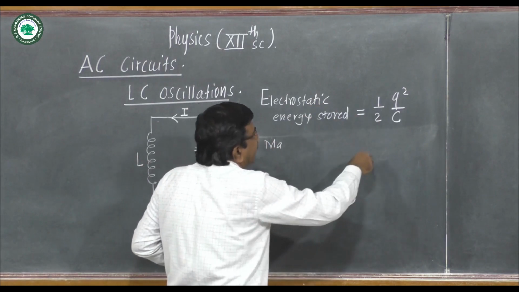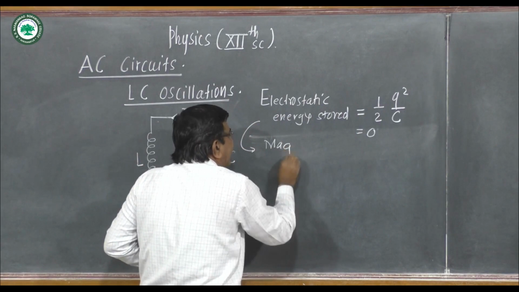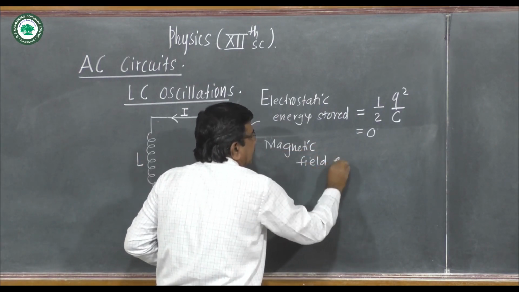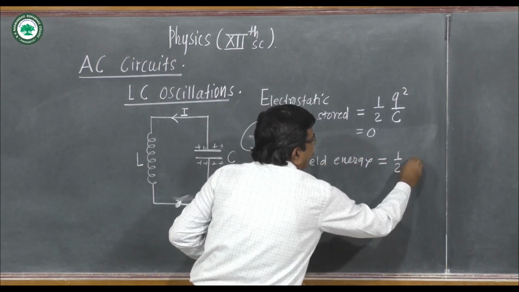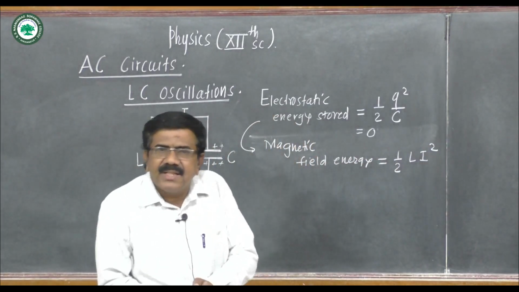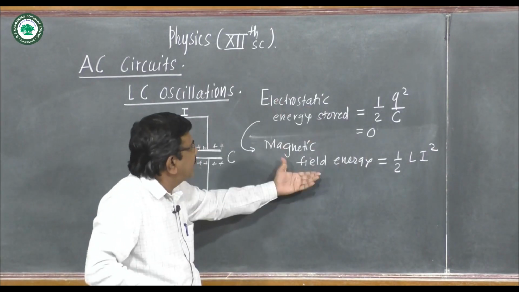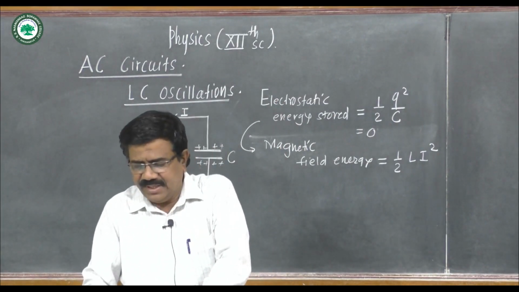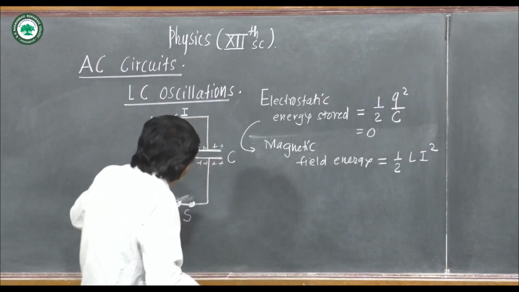The electrostatic energy becomes zero then, and it is converted into magnetic field energy of the inductor, and it is 1/2 L I square. When the capacitor is completely discharged, all this energy is converted into magnetic field energy of the inductor, and it is 1/2 L I square. Now L starts charging the capacitor.